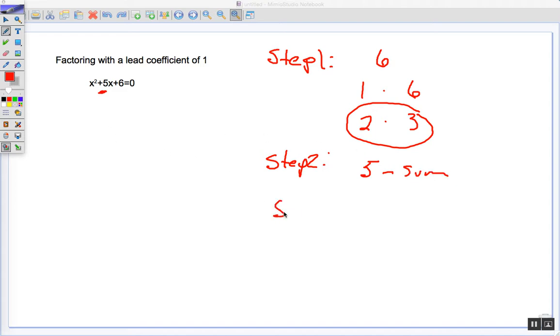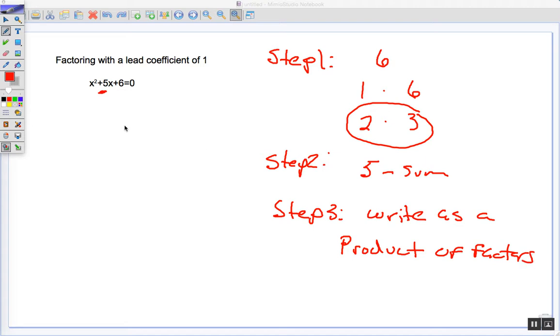And then step 3, write as a product of factors. That's going to give me x plus 2 times x plus 3. That's expressing this quadratic that's in standard form in factored form. Now, there are some benefits to having it in factored form.